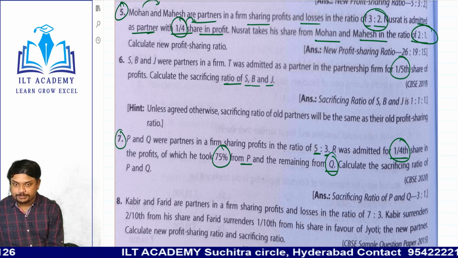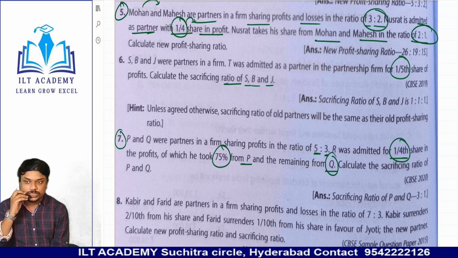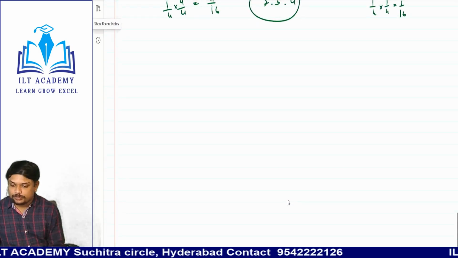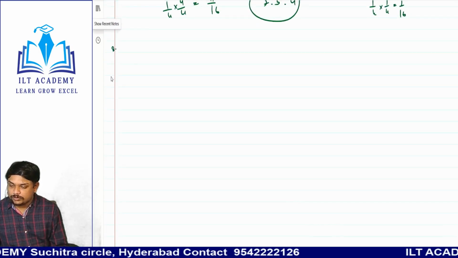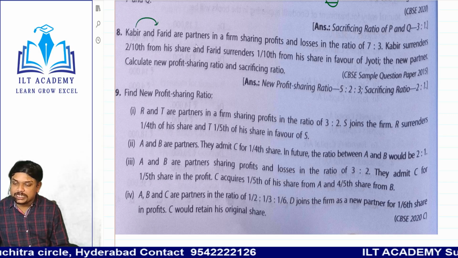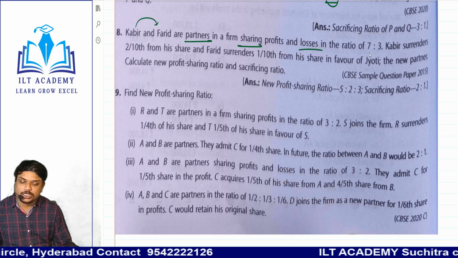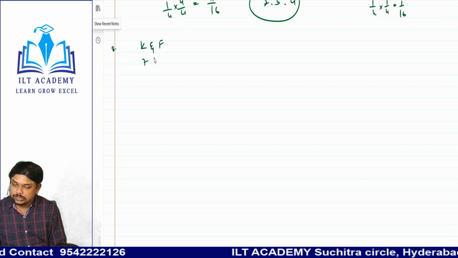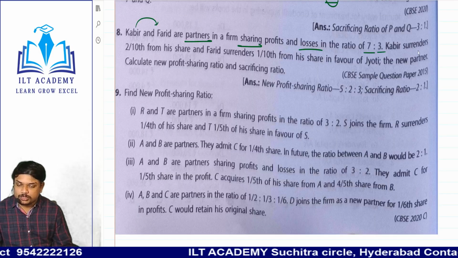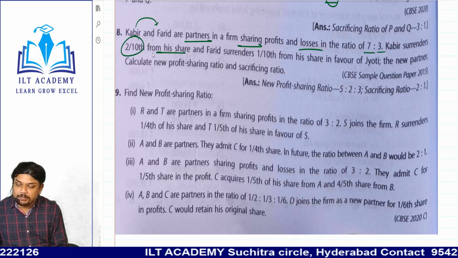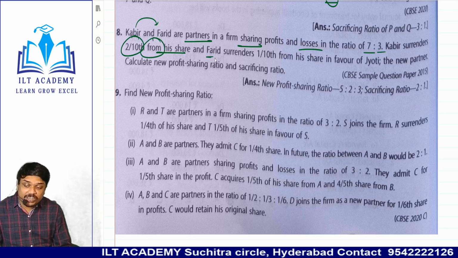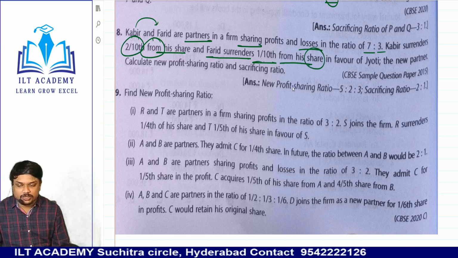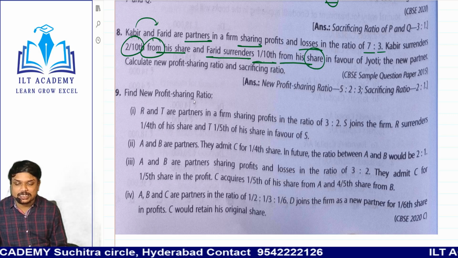See the next question. Next question, see, what is the 8th one? Kabir and Farid are partners in a firm sharing profits and losses in the ratio 7:3. Kabir surrenders 2/10 from his share and Farid surrenders 1/10 from his share. Perfect, not an issue. You can do this question directly.